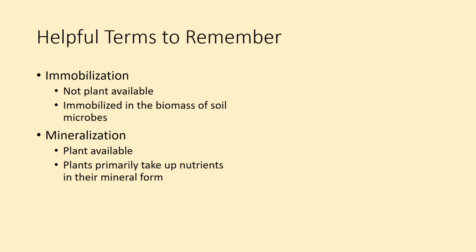The two terms are immobilization and mineralization. Let's look at immobilization first. If you hear that a nutrient is immobilized, that means it is not plant available. Specifically, microbes have taken up that nutrient and incorporated it into their biomass. That nutrient must first become mineralized before the plant can take it up.